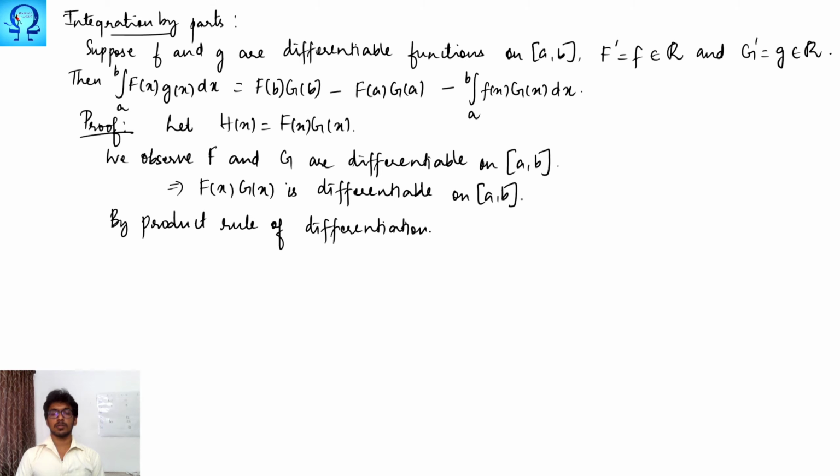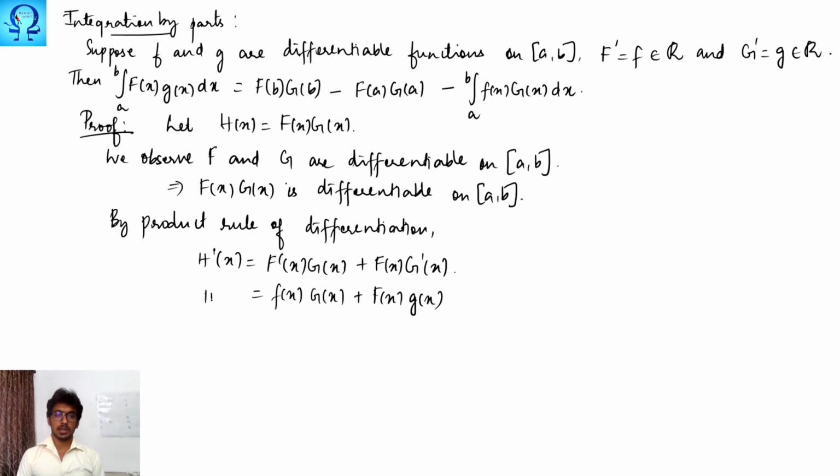What we get is h prime of x is going to be F prime of x G of x plus F of x G prime of x. From the given information, we write this as simply small f of x G of x plus F of x small g of x. So this is our h prime of x. Let us mark this as equation 1 and this as equation 2.